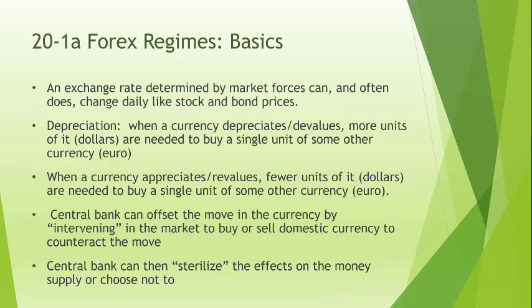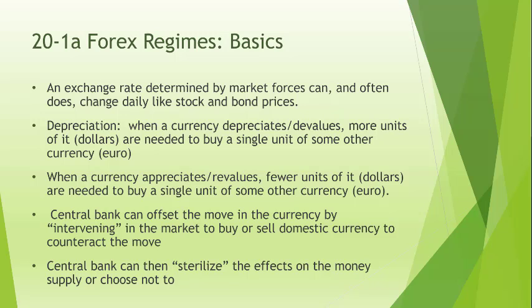Now, the central bank can get involved in exchange rates because it has a stockpile of foreign currencies, and of course the central bank itself can just print more of its own money if it needs to. So the central bank can offset the move in the currency by intervening in the market to buy or sell domestic currency to counteract whatever move occurs.